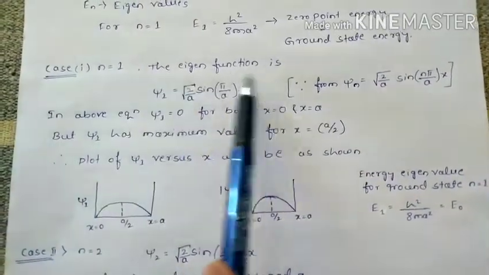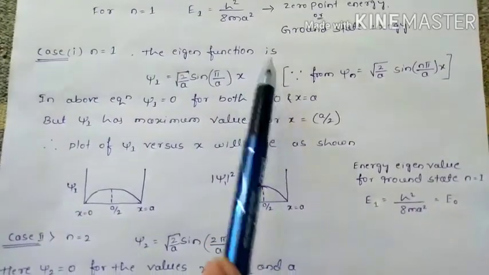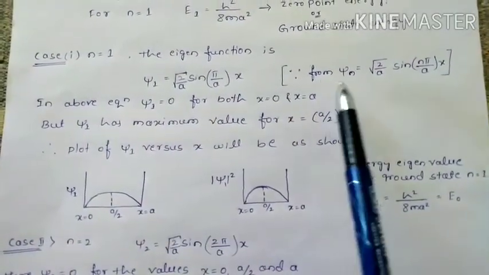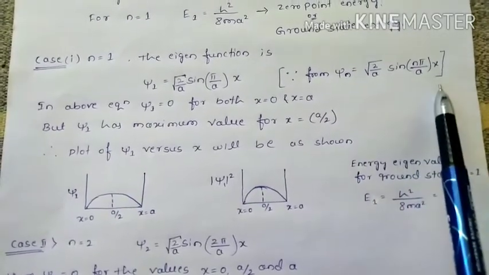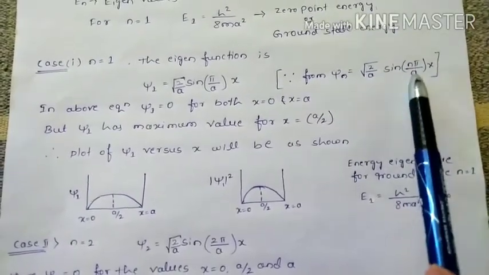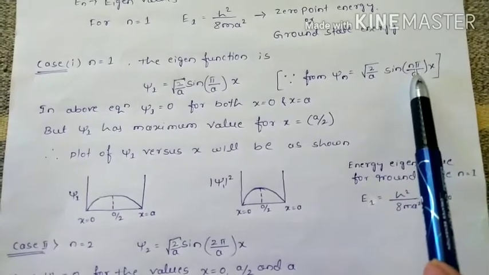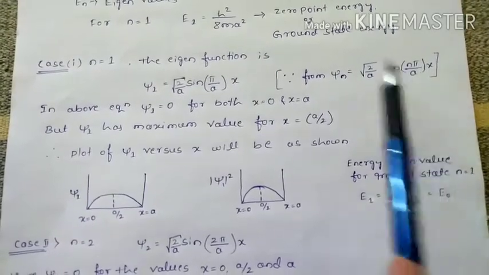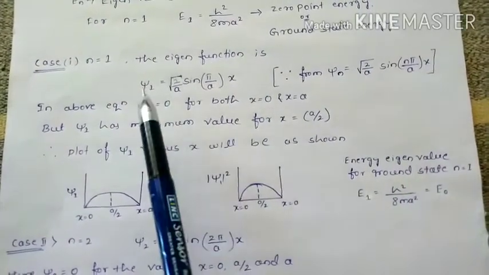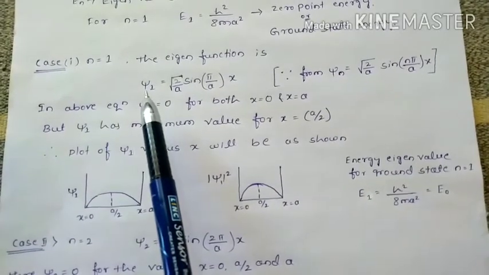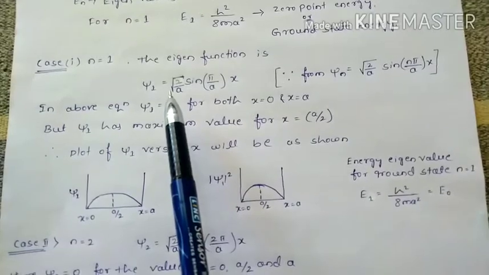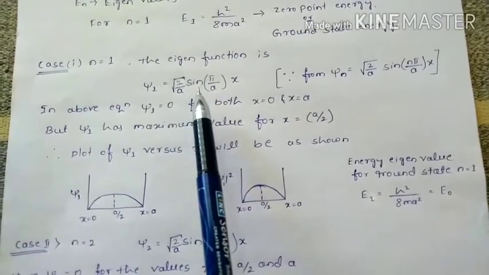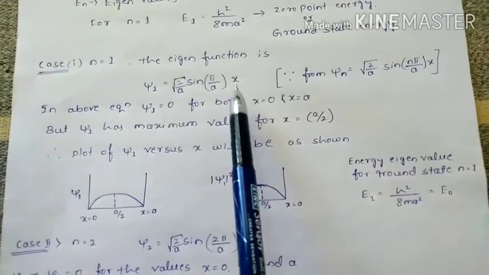We have already derived the eigenfunction, that is psi is equal to root of 2 divided by a, sin of n pi divided by a into x. In this equation we have to substitute n is equal to 1. So when you substitute n is equal to 1, that will be the eigenfunction for the first state, psi 1. So psi 1 is equal to root of 2 divided by a, sin of pi divided by a into x.